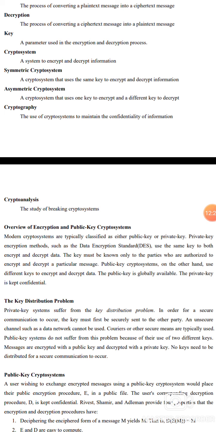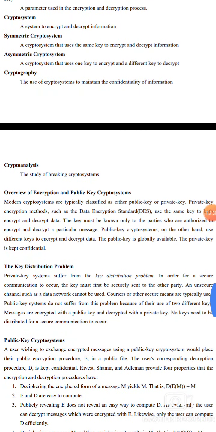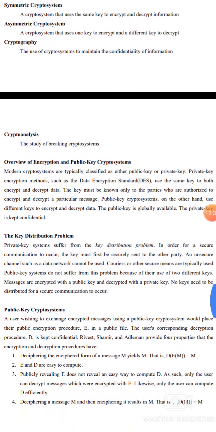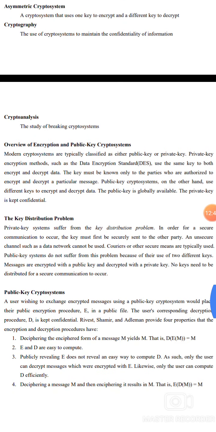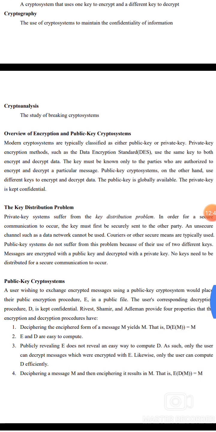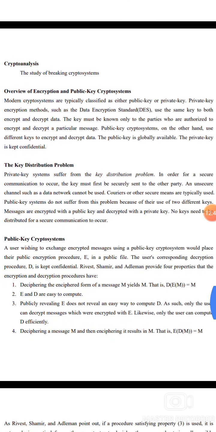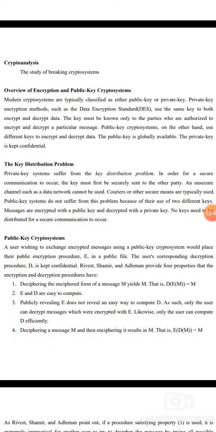Symmetric crypto system: the crypto system that uses the same key to encrypt and decrypt the information. Asymmetric crypto system: the crypto system that uses one key to encrypt and a different key to decrypt. Cryptography maintains confidential information. Cryptanalysis: the study of breaking the crypto system.